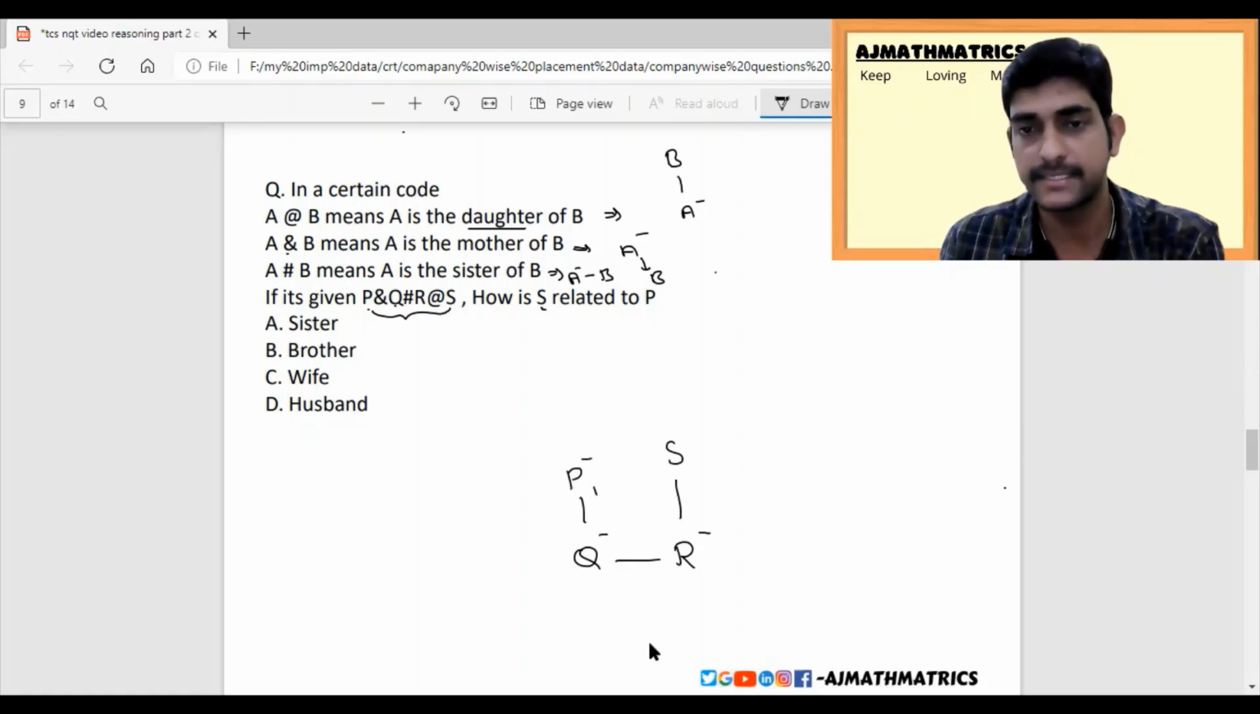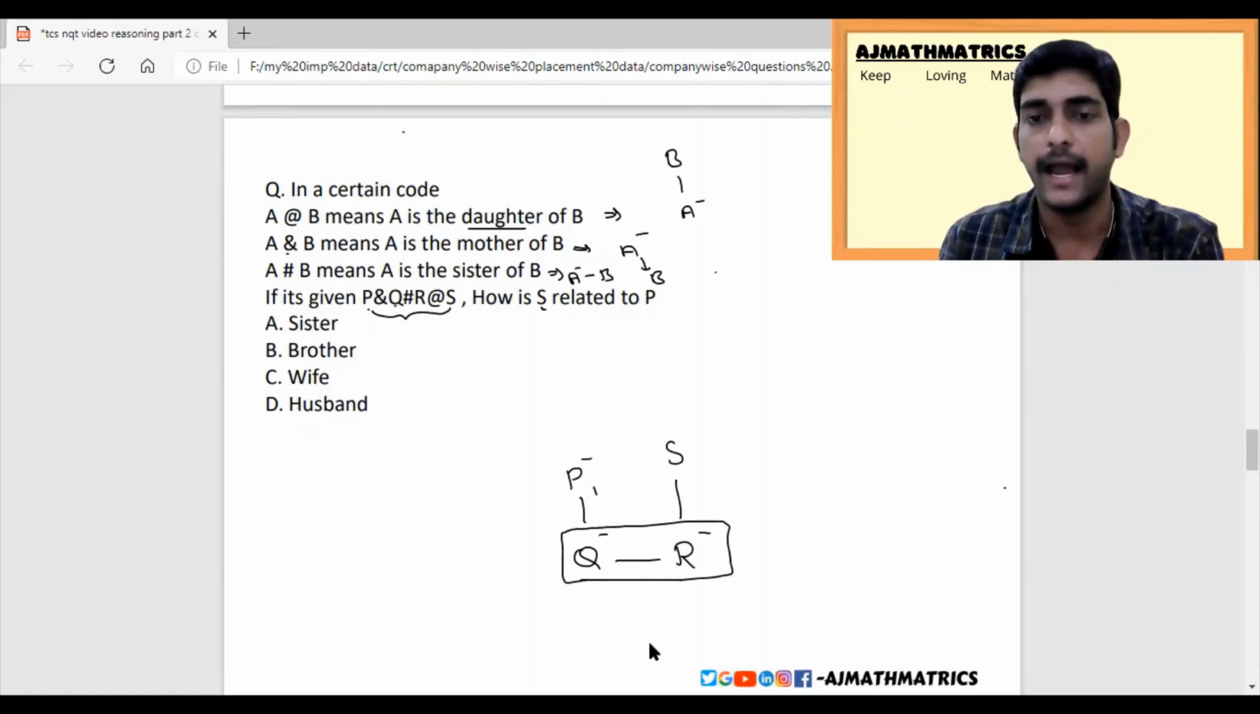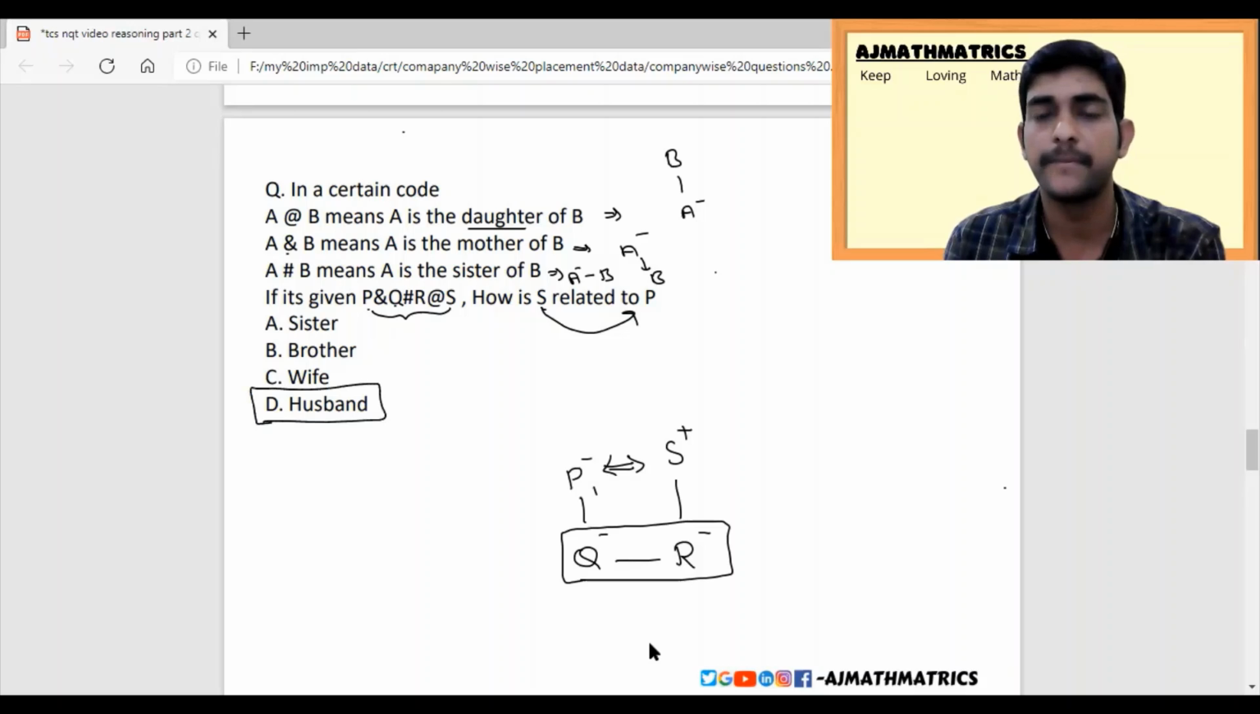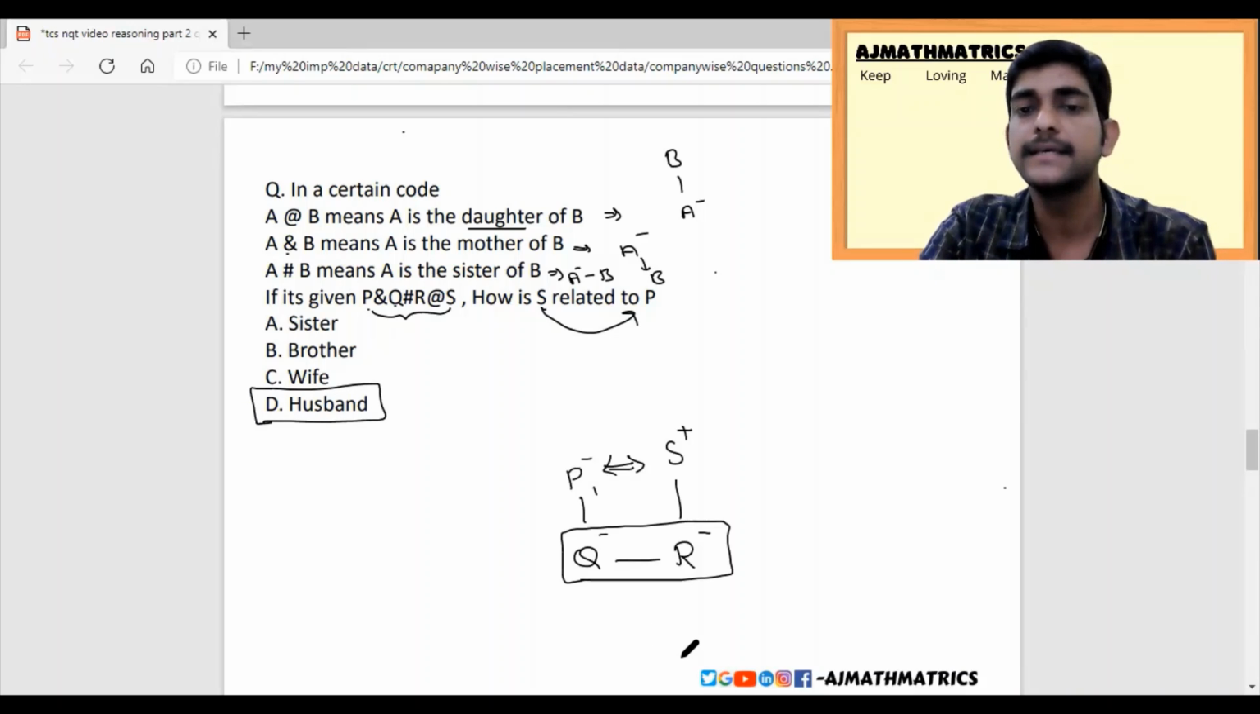If you clearly observe this diagram, Q and R are siblings to each other, and P is the mother of Q, which means obviously P is the mother of R also, and R is the daughter of S means R is the daughter of S also, which makes P and S a married couple, and if P is the female, obviously S should be a male. And how is S related to P? As both are a married couple, S is the husband of P. So the answer for the question is husband. Option for the question is D. Hope I am clear. Let's solve the next question.